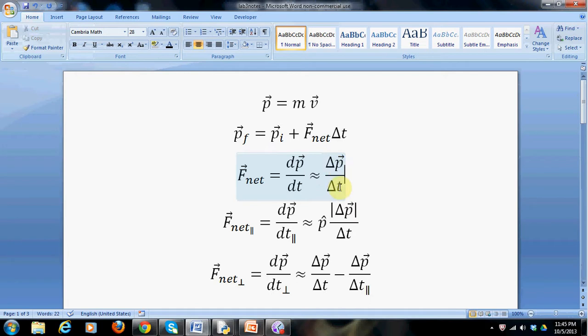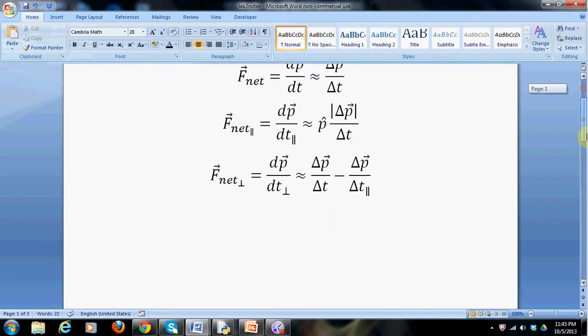F net can be split into two components, F net parallel and F net perpendicular. F net parallel moves parallel to the motion of the system, which is the star, and F net perpendicular moves perpendicular to the motion of the star.